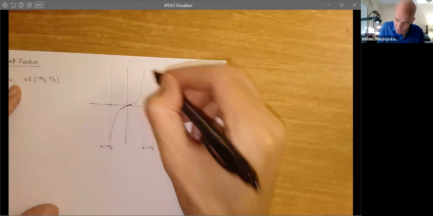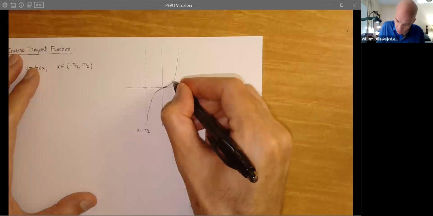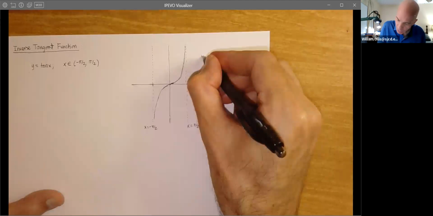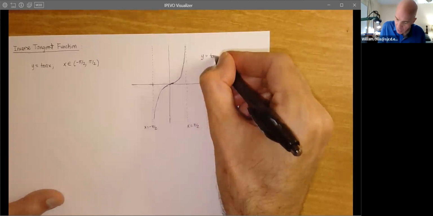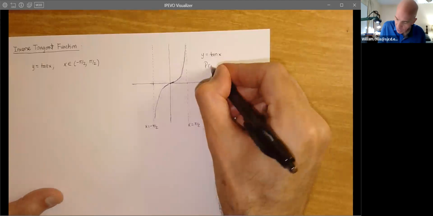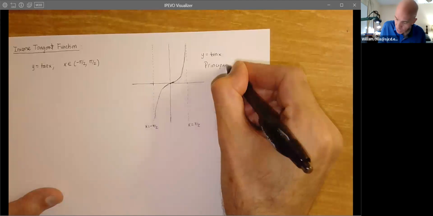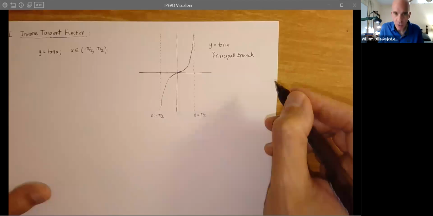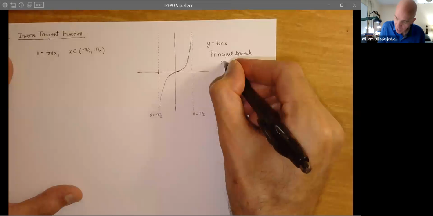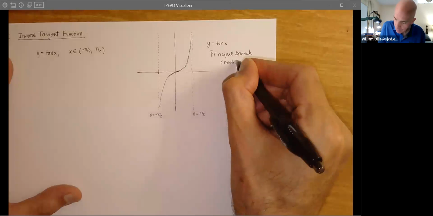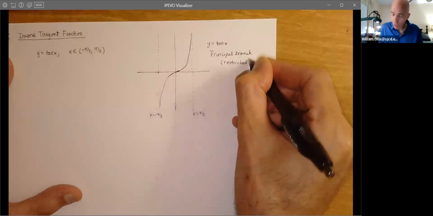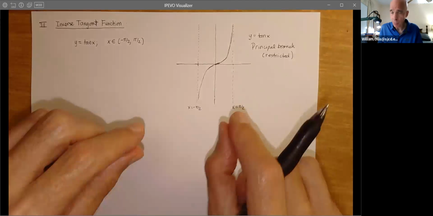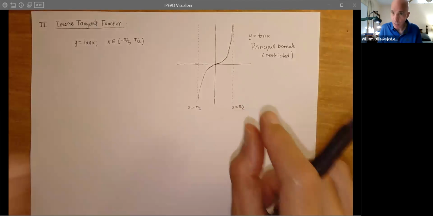So this is the restricted. Well, it's not restricted, it's just the principal branch. So this is y equals tangent x, principal branch. We just took that piece, the principal branch. So it is restricted because we're only looking here, but it's nice, restricted. And so now the vertical asymptotes, when we reflect in the line y equals x, become horizontal asymptotes, and we're done.